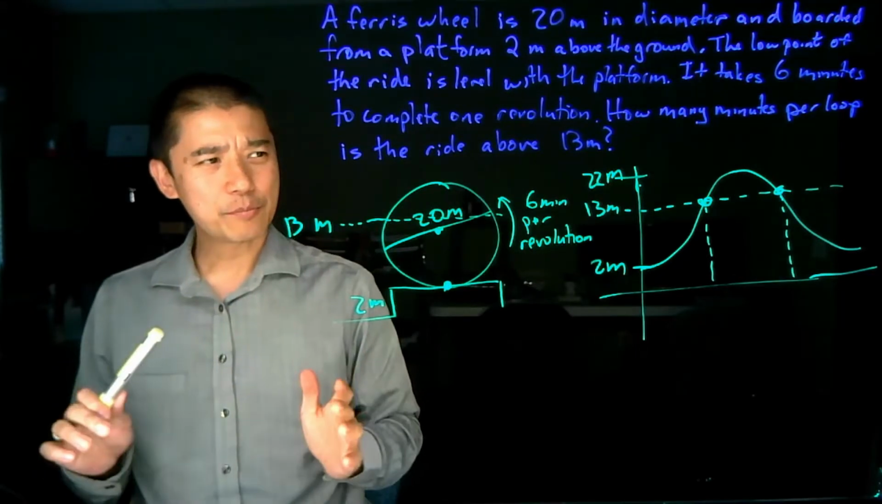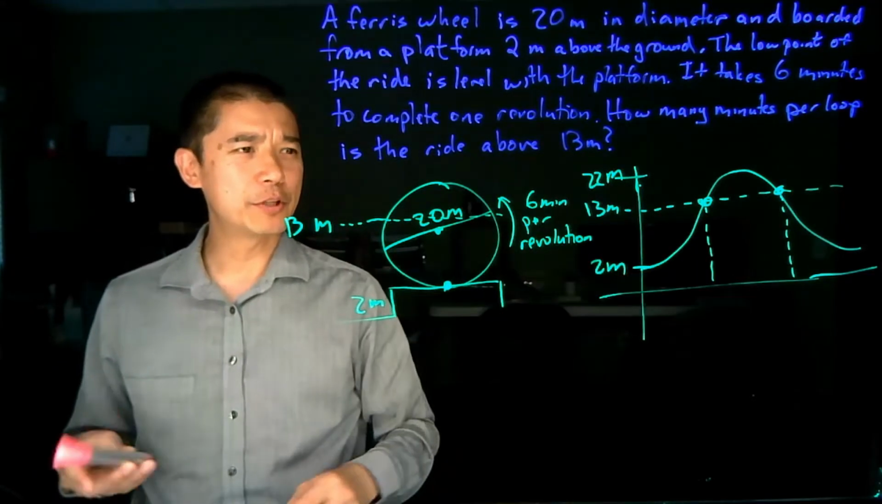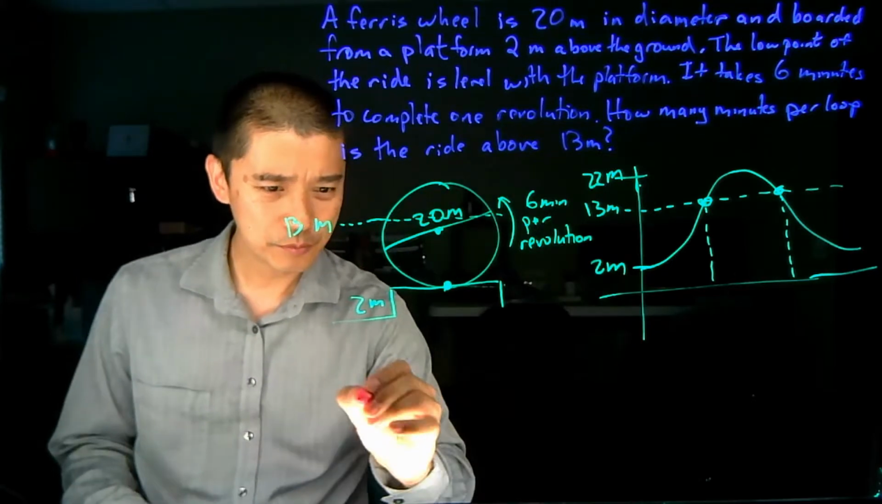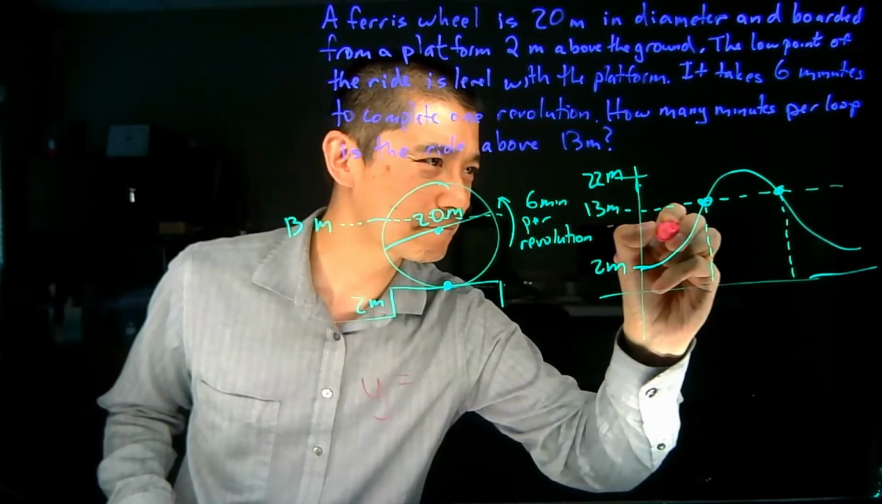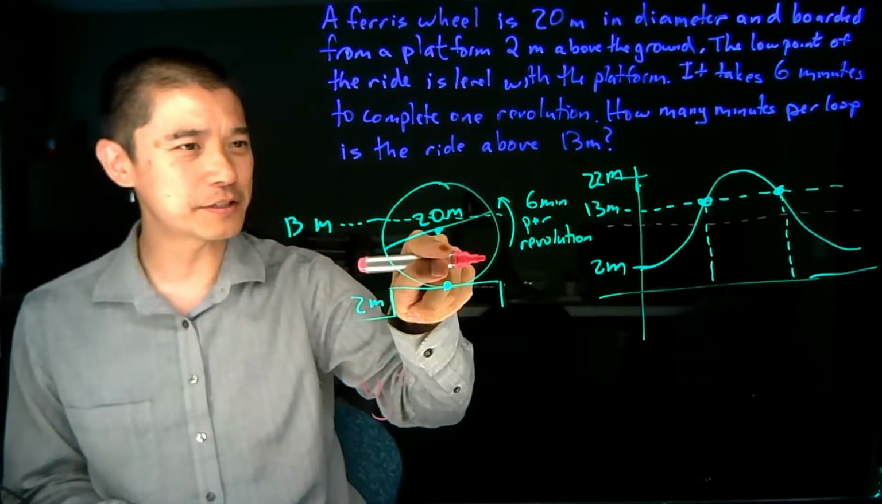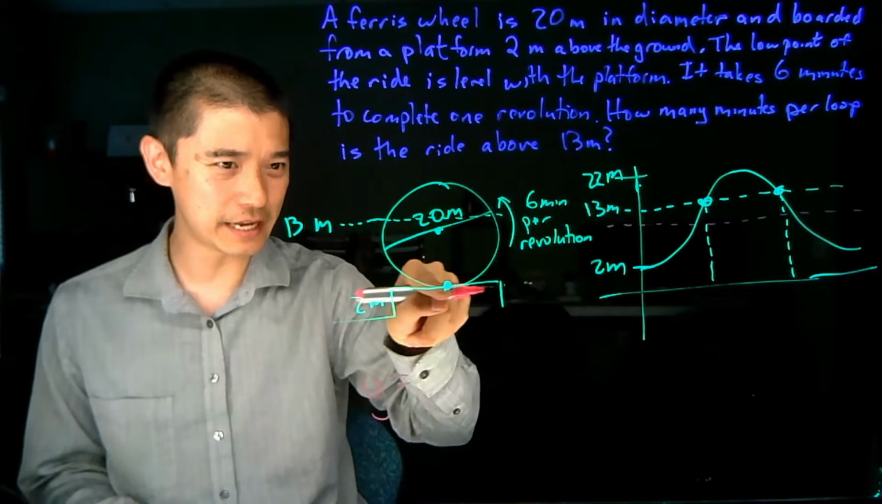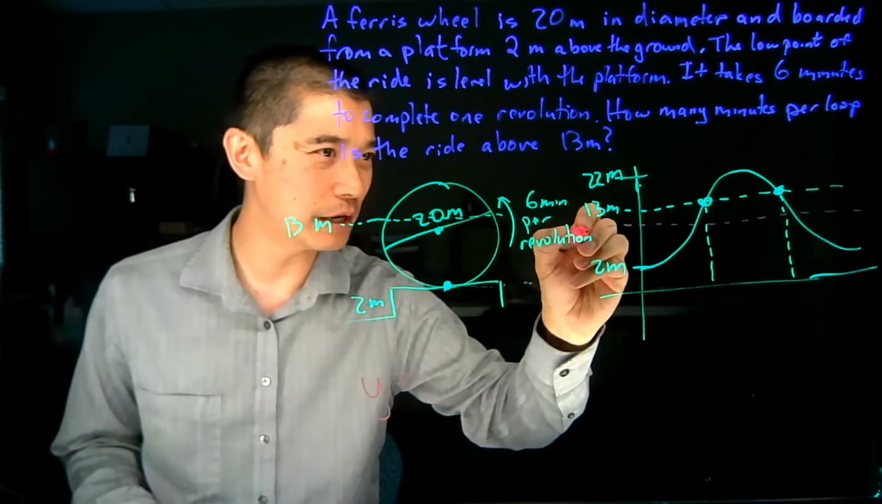Okay, well, just like with the previous one, we now have a graph. We need to come up with an equation for the graph. So y equals, what do we need to think about? Well, our midline. The midline is going to be at the center of the Ferris wheel, which is going to be 10 above the platform, so it's going to be 12.